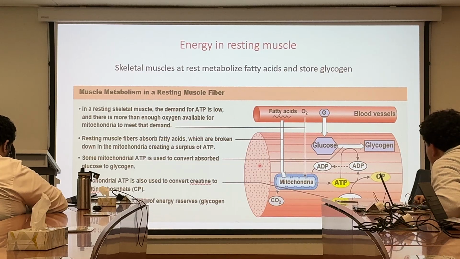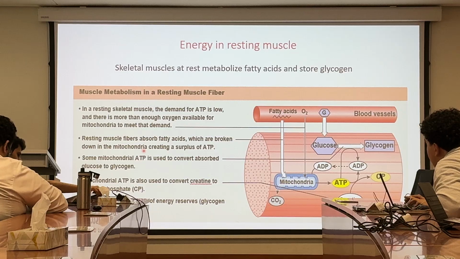Okay? As fat, triglycerides. Okay. So, in a resting muscle, the demand for ATP is extremely low. You're not bringing about any contraction and cross-bridge cycling. Resting muscle will then use fatty acids, glucose, and so on.